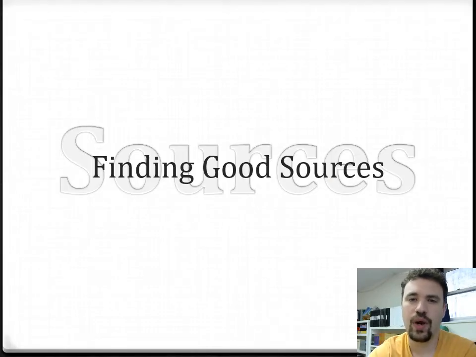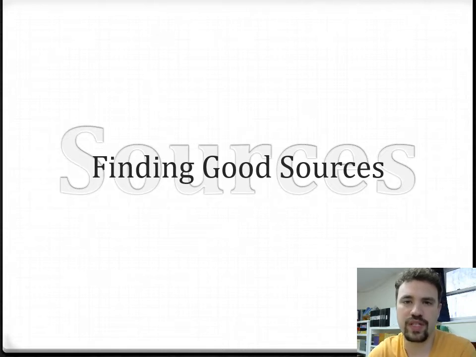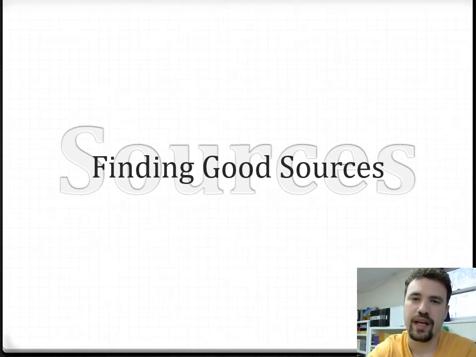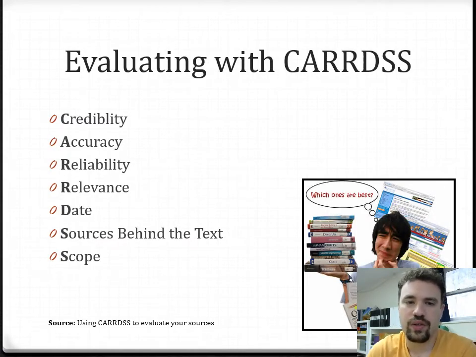All right, so first we're going to go through a brief overview of finding good sources. This I believe is material that you went over with Mrs. Spies last year, but we'll just breeze through it really quickly again. As a good reminder, the acronym CARDS is a great way to help you remember things that you want to be paying attention to when you're looking at your sources. So credibility, accuracy, reliability, relevance, date, sources behind the text, and scope.